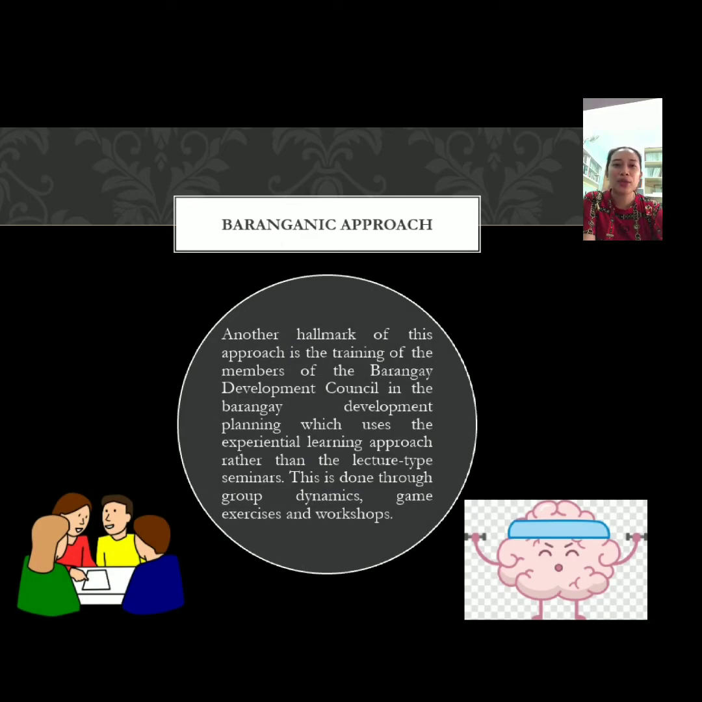Going back to the Baranganic approach, another hallmark of this approach is the method of how the members of the BDC are being trained in the barangay development planning. The approach or the method used is actually experiential learning method rather than learning type seminar. This experiential learning method is done through group dynamics, game exercises, as well as workshops.